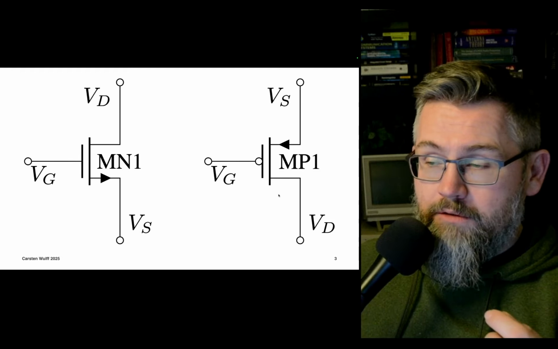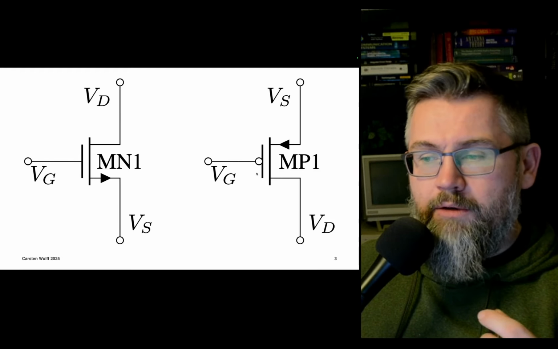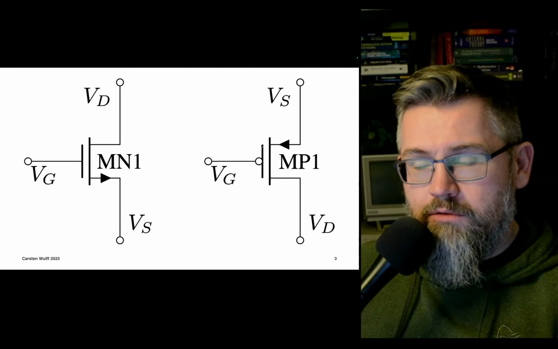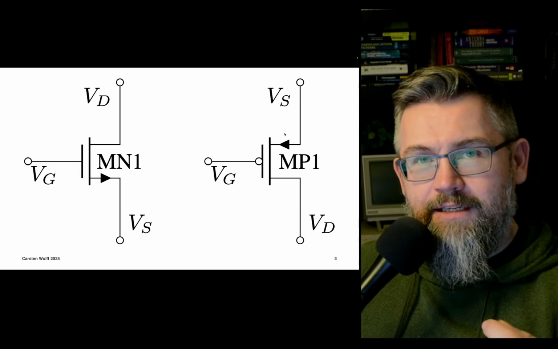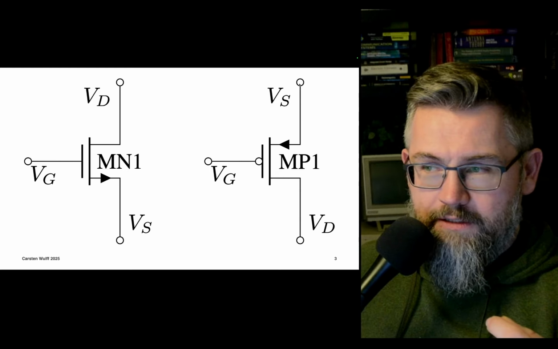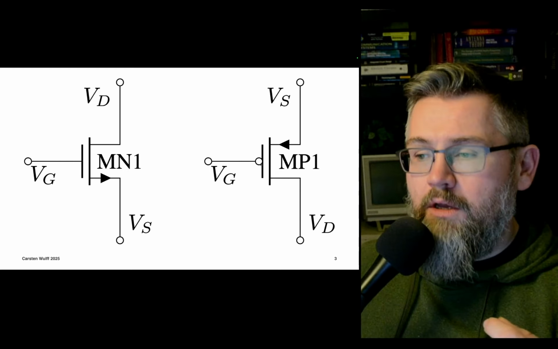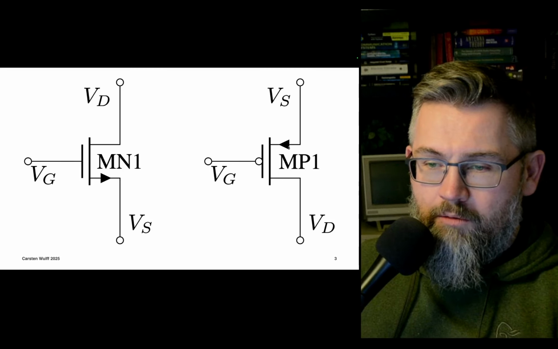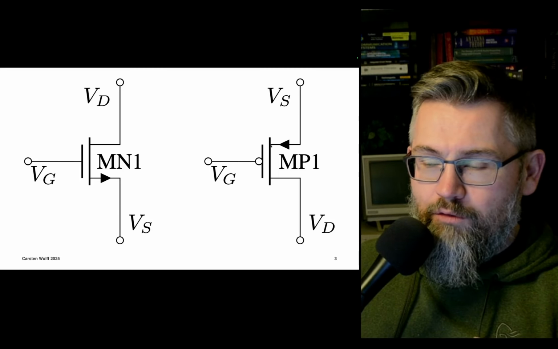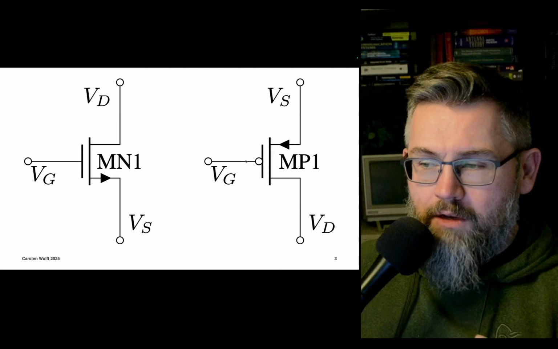For the PMOS, it's opposite. As we pull the gate down, so we again increase the gate to source voltage, but in this case the source is the higher potential. Then the MOSFET turns on, and there's a current flowing from source to drain. And in this case, we just note it as flowing into the terminal here.